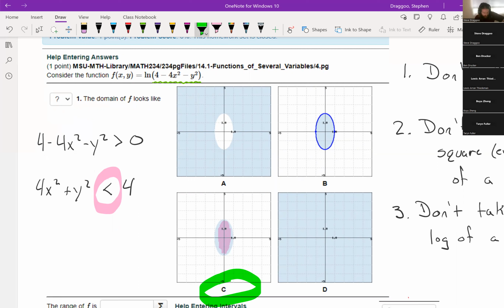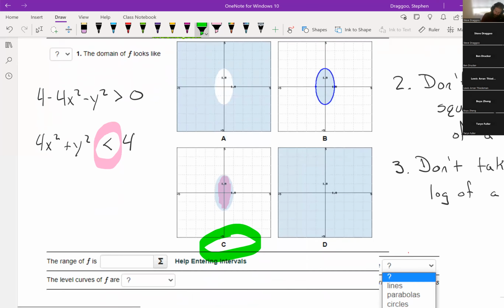Quick distinction between C and B, Bravo and Charlie, because they do look very similar. The difference between those two graphs is that graph B, graph Bravo, is including its boundary, so it's including the ellipse itself. That graph is 4x squared plus y squared is less than or equal to 4, where we needed strictly less than 4, which is why we choose C instead of B. We do not want to include our boundary because anything on that boundary is going to mean that we're taking the natural log of 0. And that's not great. So we'll take option C, as in Charlie.